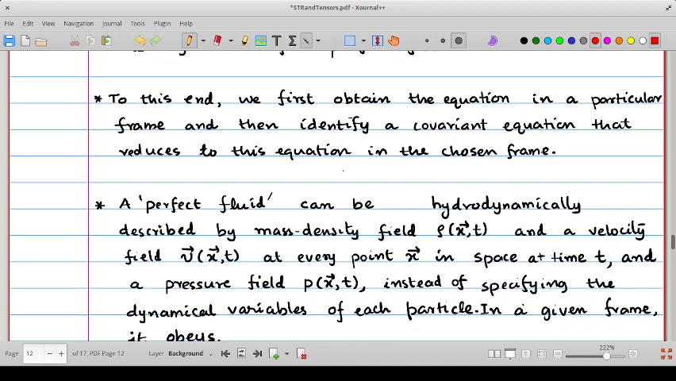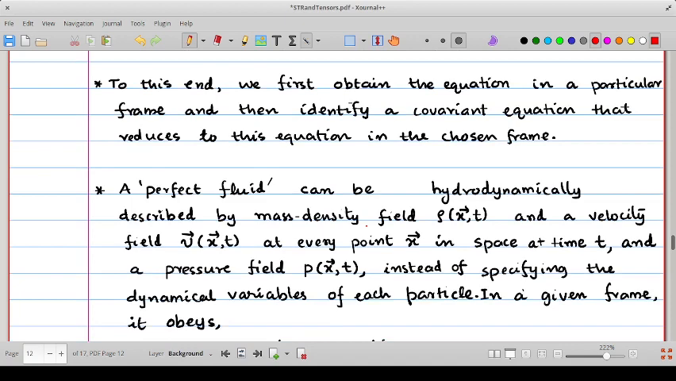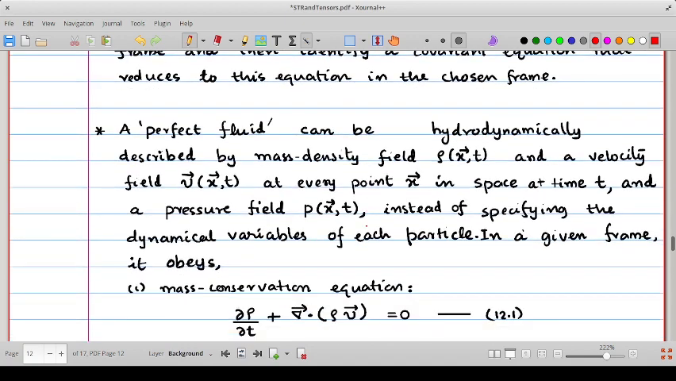and this is done by first obtaining the dynamical equations of a perfect fluid in a particular frame of reference, and then identifying a covariant equation that reduces to this particular equation in the chosen frame. First of all, we start by specifying what a perfect fluid is.